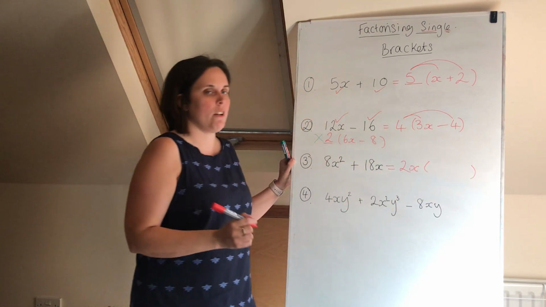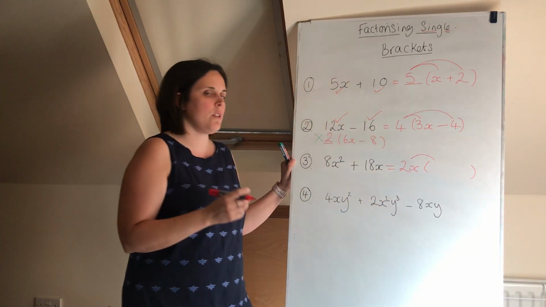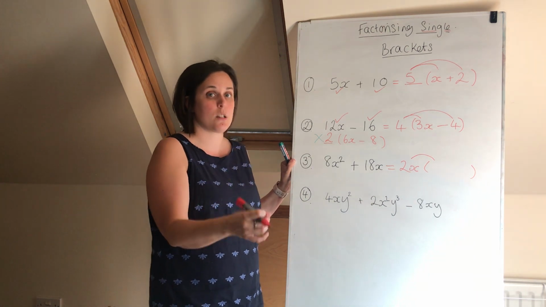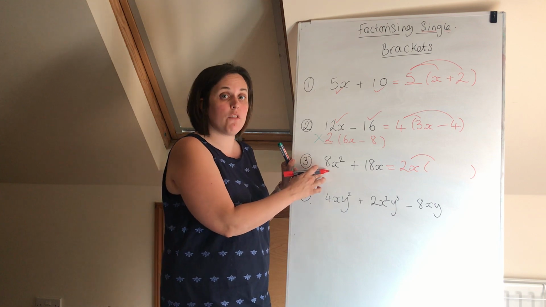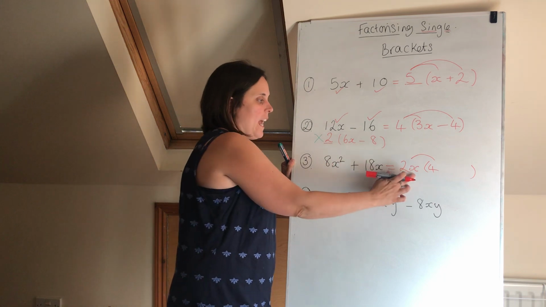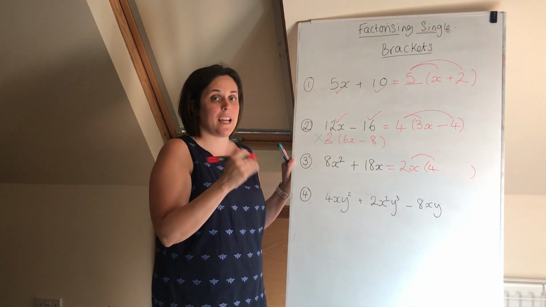And then we've got to figure out what goes in the bracket. So the trick is this. We have to say to ourselves, 2x times by what is going to give us 8x squared. Now the number bit is easy. 2 times 4 gives you 8. Now we've got x, so that's going to give us 8x, but we want 8x squared.